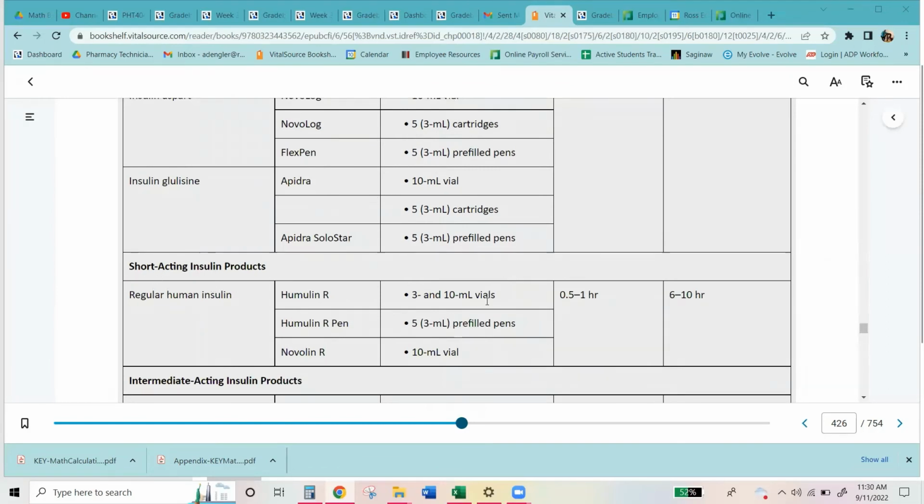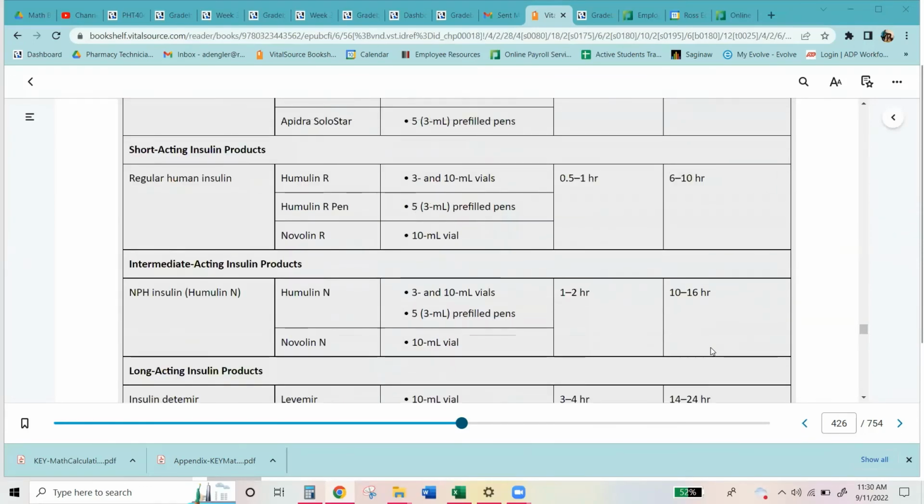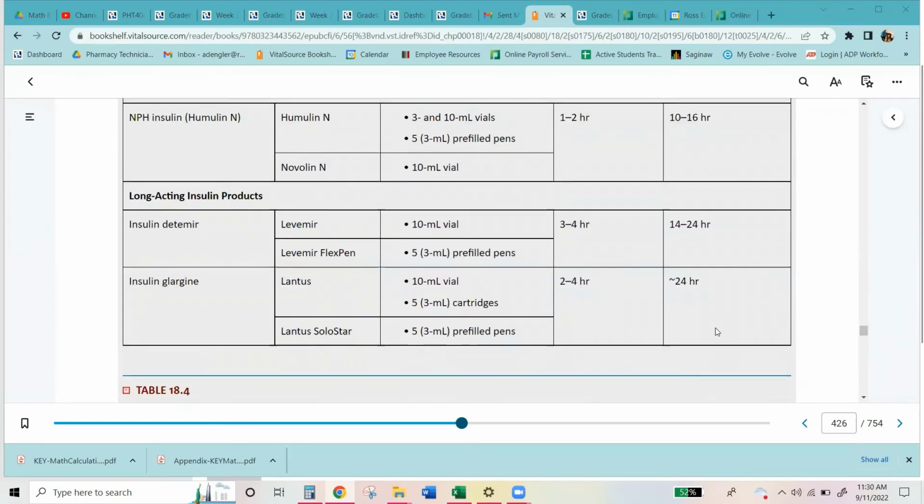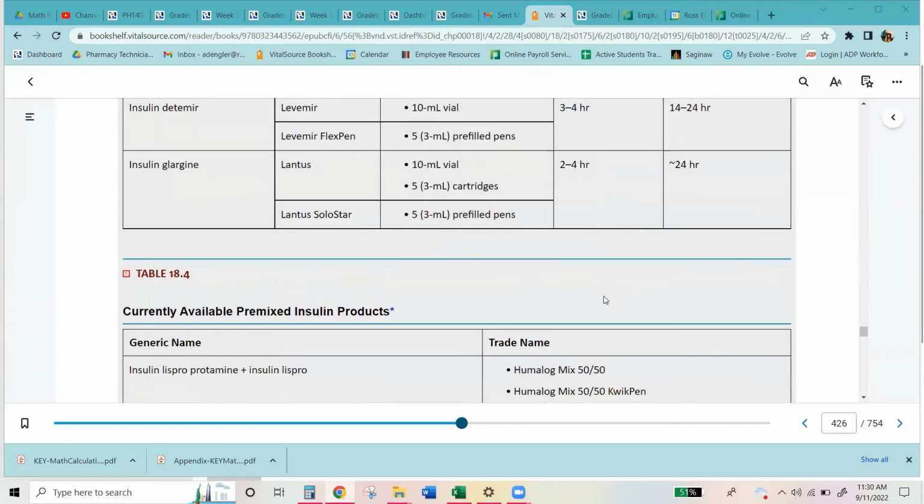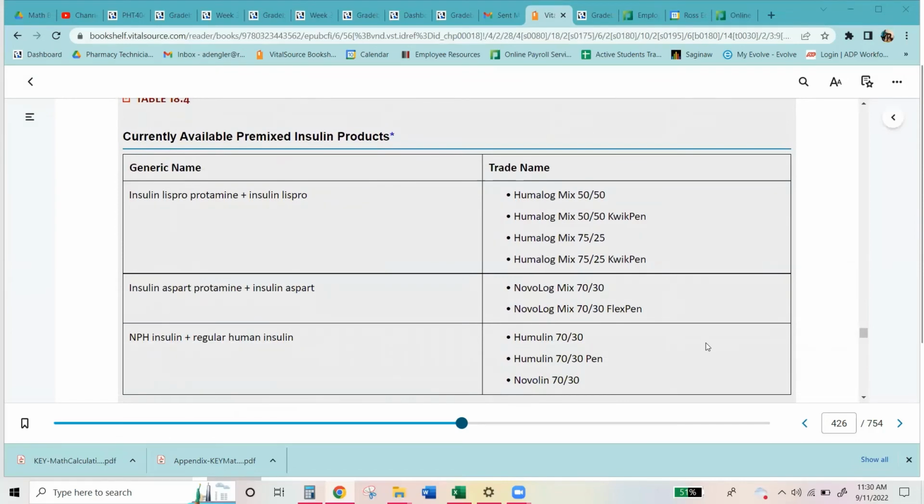Then we have short acting insulin products. The onset of action is about a half hour to an hour, and they stay in the system for about 6 to 10 hours. NPH insulin, which is intermediate acting, has an onset of action in about 1 to 2 hours and lasts in the body from anywhere from 10 to 16. Long acting insulin has insulin detemir, which is Levemir, with a 3 to 4 hour onset of action that lasts for about 14 to 24 hours. Lantus, insulin glargine, has an onset of action at about 2 to 4 hours, and it should last in the body 24 hours. And here's just a list of pre-mixed insulin products.